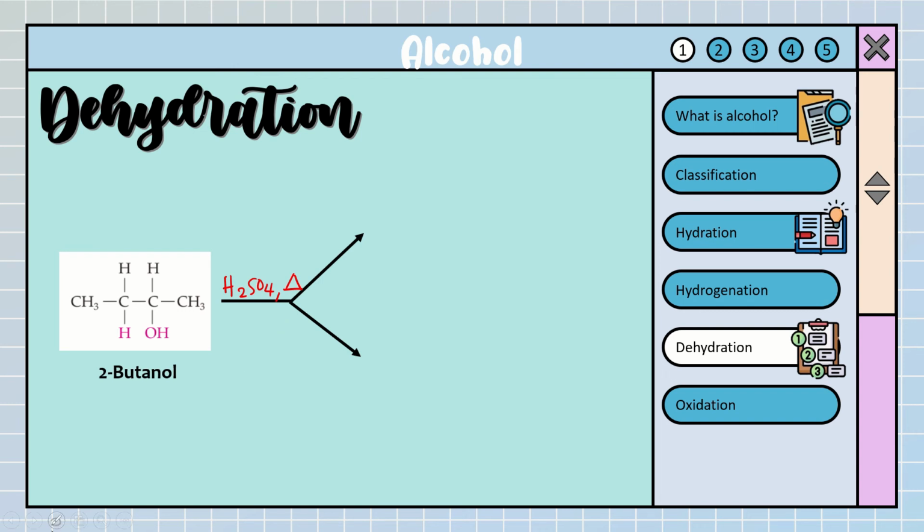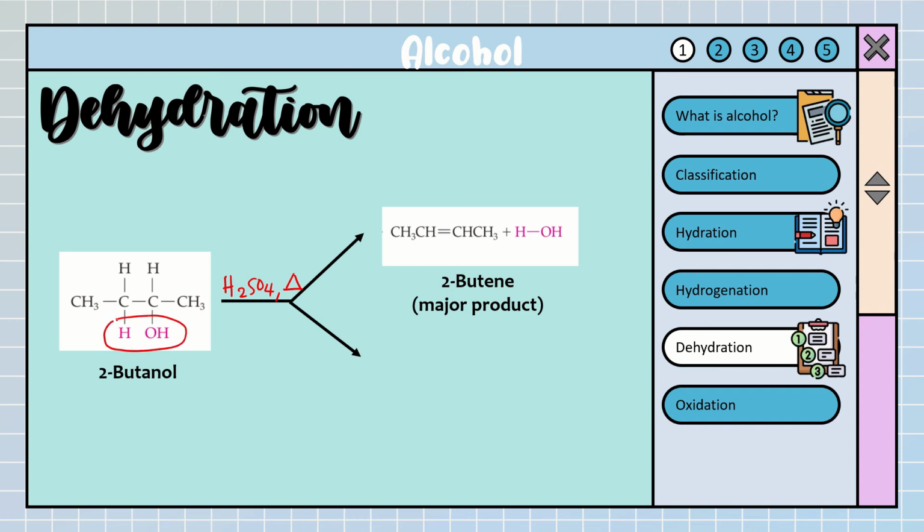In the dehydration, there are 2 possible answers. 2-butene, which is our major product, because as you can see in here, this OH and H will be eliminated from the structure, allowing a double bond. As you can see here, we now have a double bond.